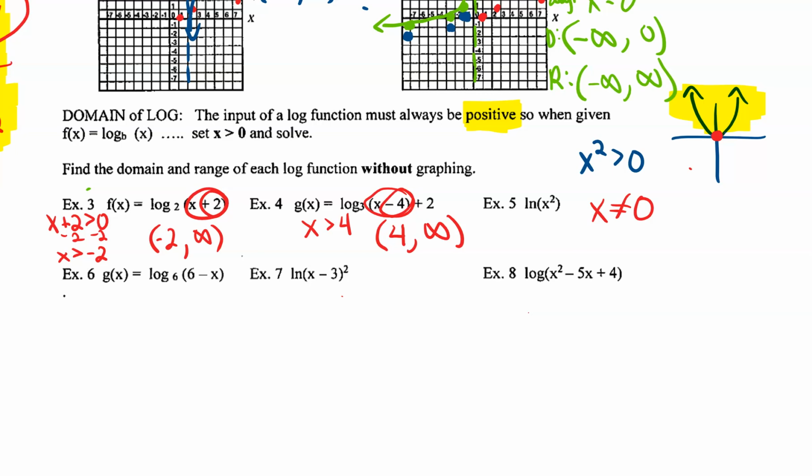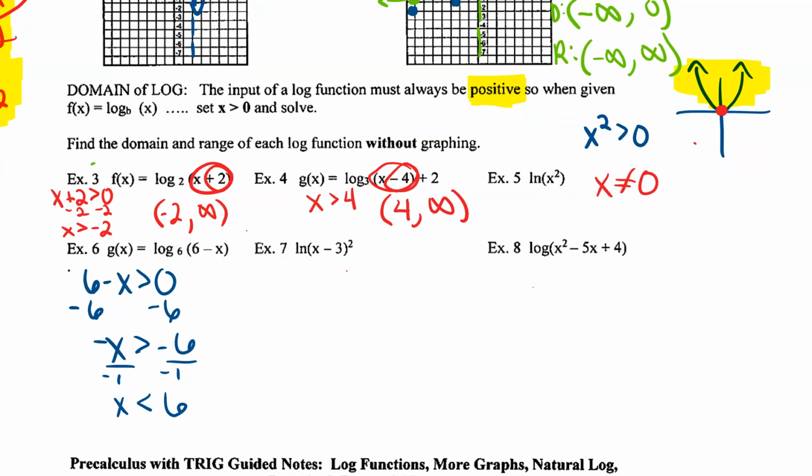All right, next one, I'm just going to take 6 minus x and set that greater than 0. To solve for x, I have to subtract 6. Negative x is greater than negative 6. Divide both sides by negative 1. When you divide by a negative 1, you have to flip the direction of the inequality. So x is going to be less than 6, which can be written as negative infinity to 6.